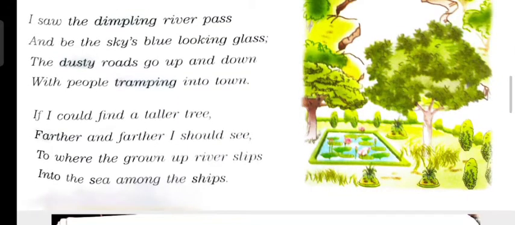Then if I could find a taller tree, then he says that if I could find a taller tree than this in which he was standing, farther and farther I should see. Then he says that then more things I could see, or farther places I could see, to where the grown-up river sleeps. Then he says that then I could see where that river goes on into the sea among the ships.